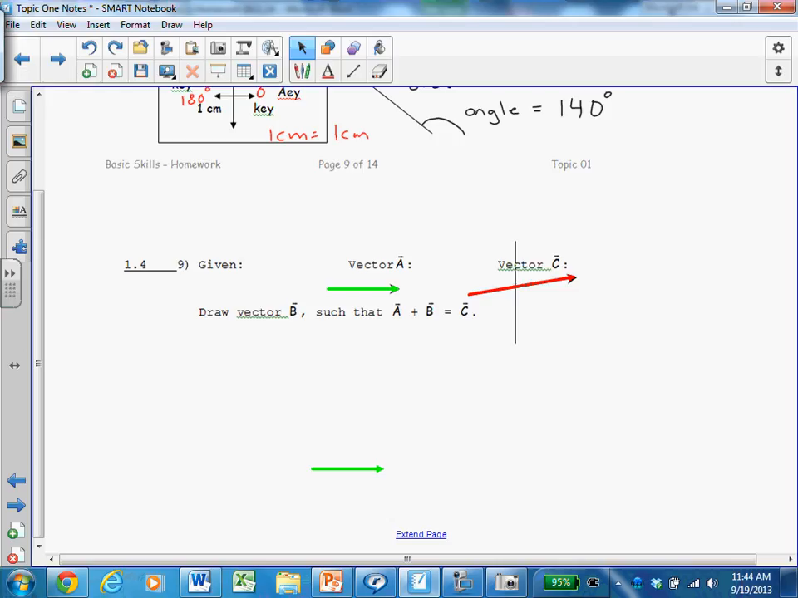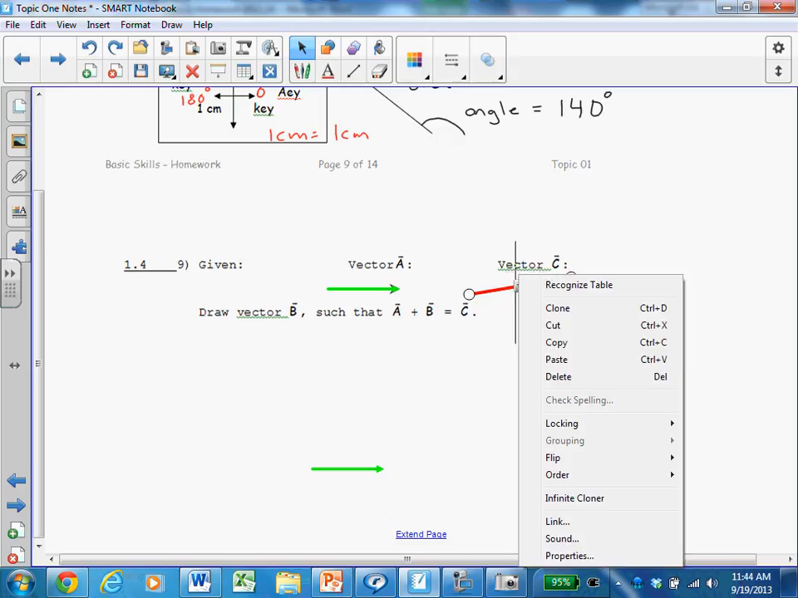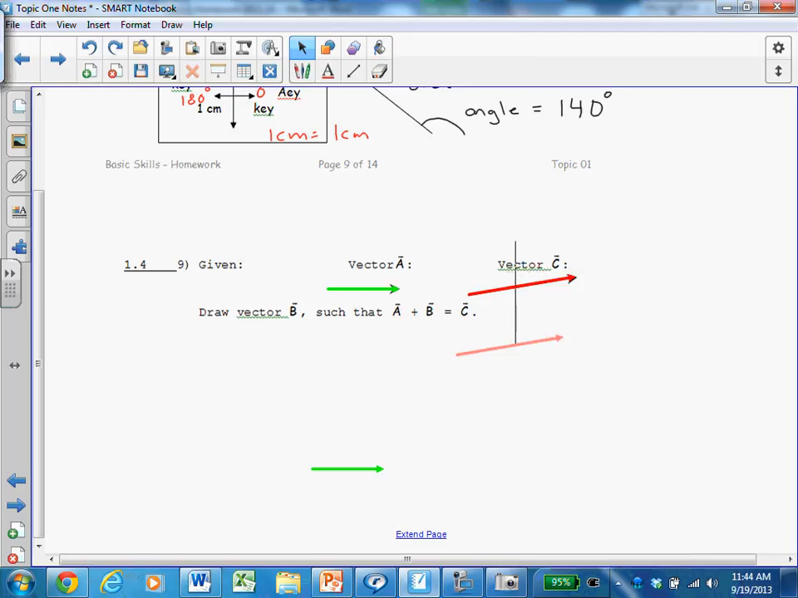So there's my A vector, right? If C is the resultant, the sum of A and B, we know resultants start where and end where? They start at the tail of the first one, and they end at the head of the last. So we know C here is going to have to start at the tail of A. See that? So I know to put C there, because C is the resultant of A plus B.